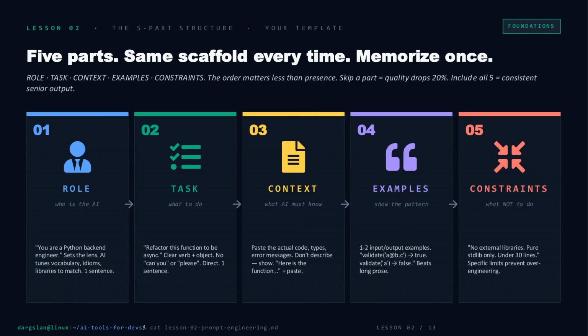So here's the scaffold. 5 parts: role, task, context, examples, constraints. Role sets the lens, who the AI is pretending to be. Task is the verb, what to actually do. Context is the real code, the real errors, pasted in. Examples show the pattern with input-output pairs. Constraints draw the fence. What not to do. Order's flexible, presence isn't. Skip 1 and quality drops about 20%. Hit all 5 and you get senior output every time.